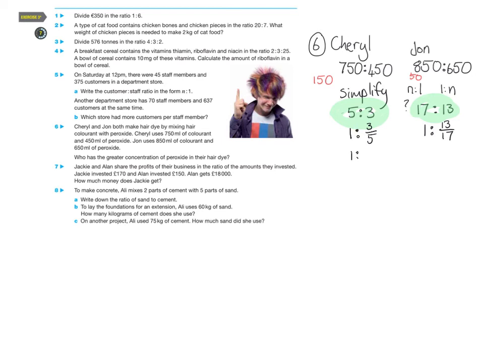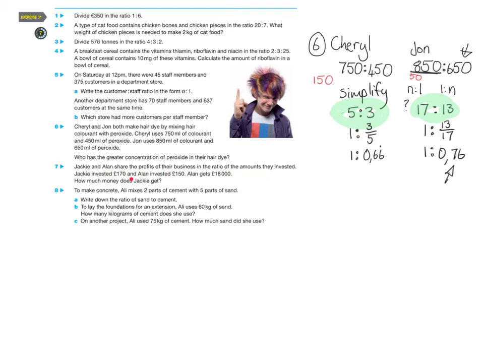And if I write these as decimals, it will possibly be easier to see what it is. And I think it is, because we can see that there is a higher concentration of peroxide per unit of colorant in John's mix.